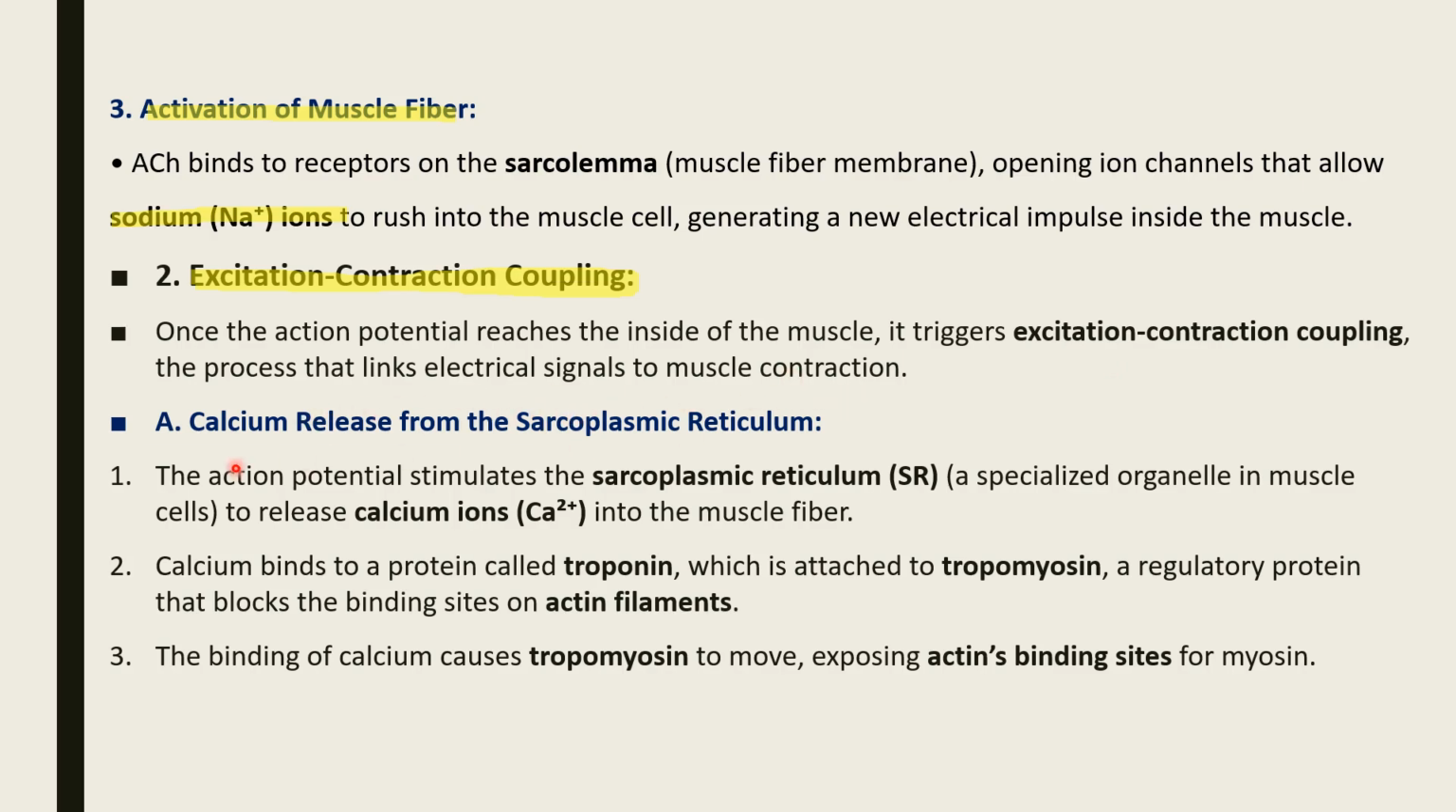Number A, calcium release from the sarcoplasmic reticulum. The action potential stimulates the sarcoplasmic reticulum, a specialized organelle in muscle, to release calcium ions into the muscle fiber. Calcium binds to a protein called troponin, which is attached to tropomyosin, a regulatory protein that blocks the binding site on the actin filament. The binding of calcium causes tropomyosin to move, exposing the actin binding site for myosin.